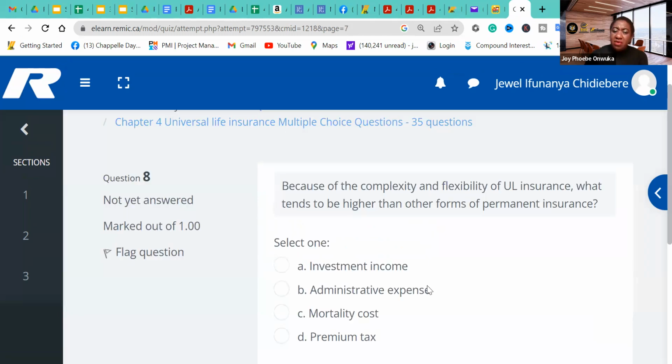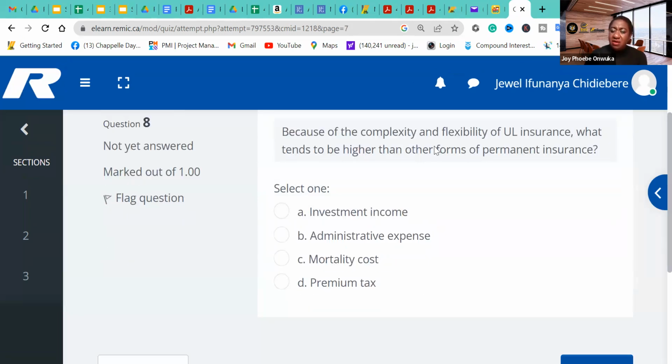Okay, now, because of the complexity and flexibility of universal life insurance, what tends to be higher than other forms of permanent insurance? Investment income, administrative expenses, mortality costs, premium tax. It's premium tax, okay?